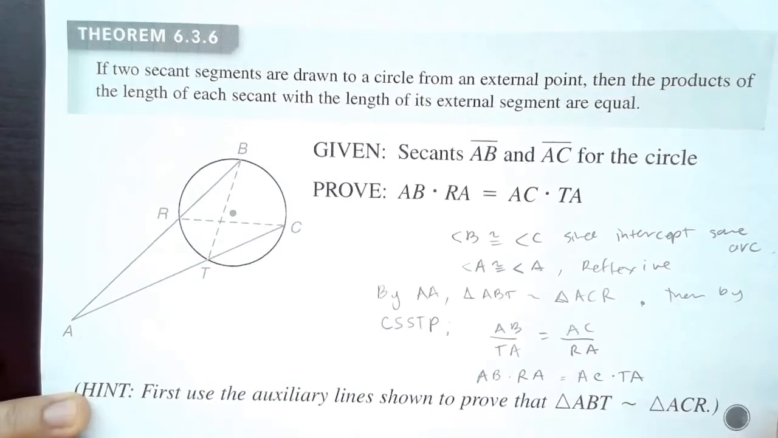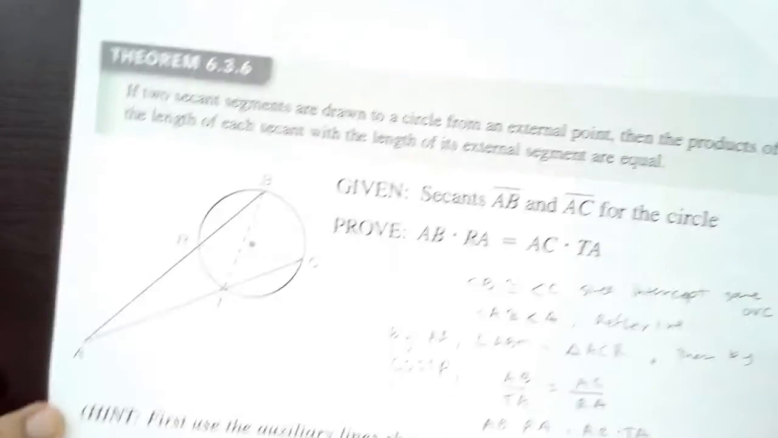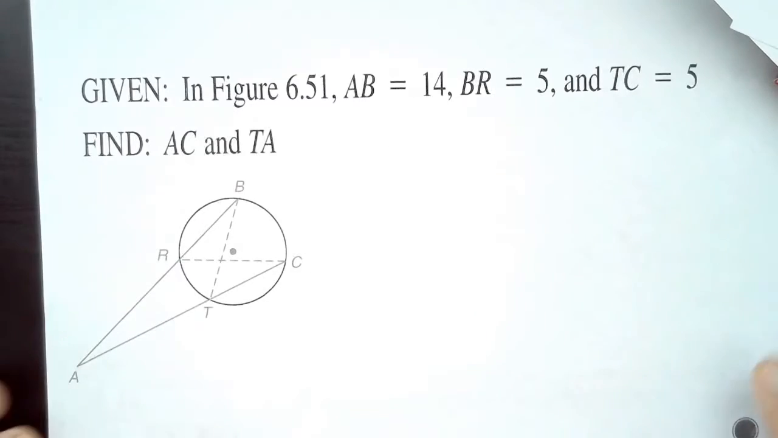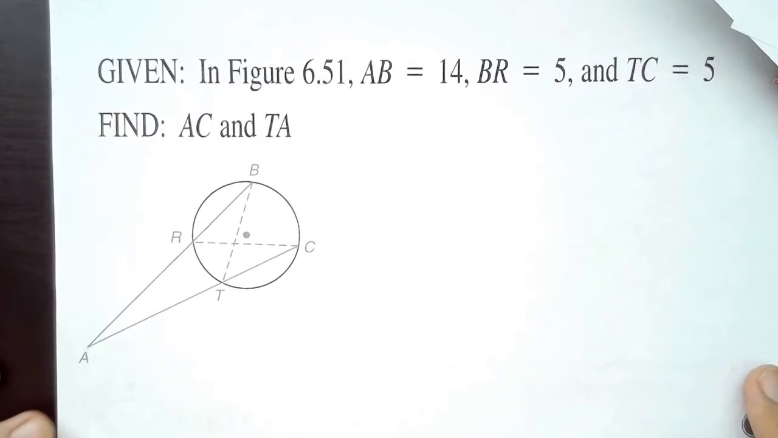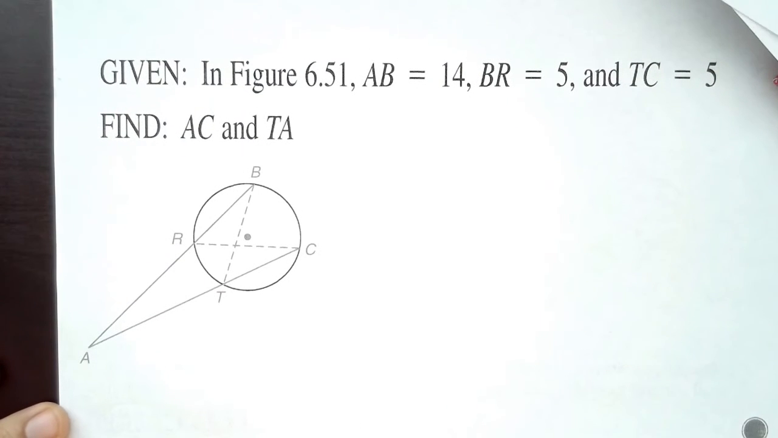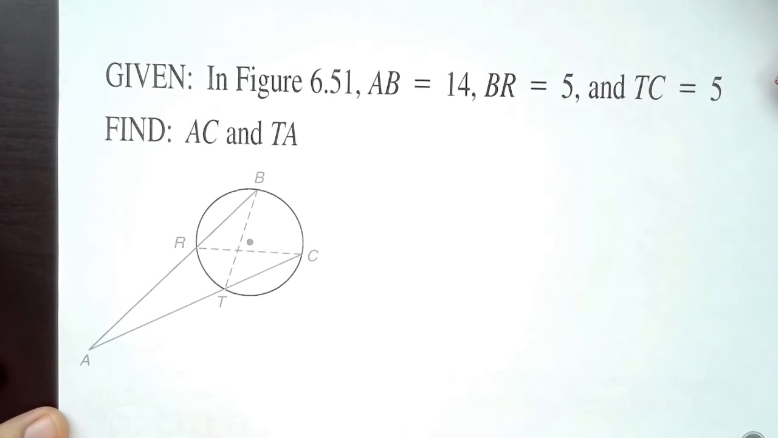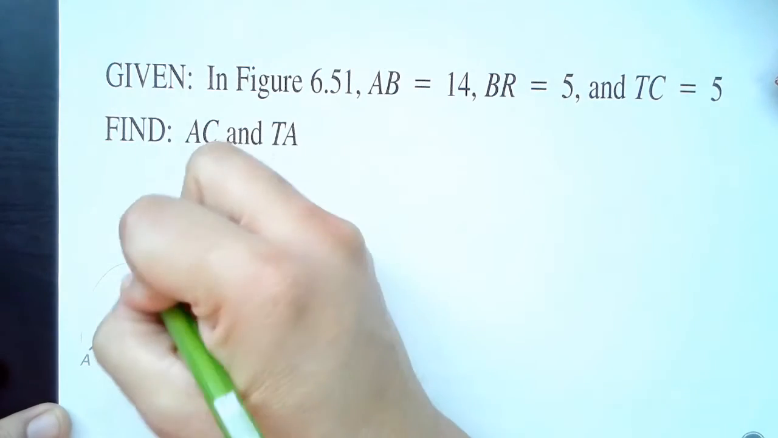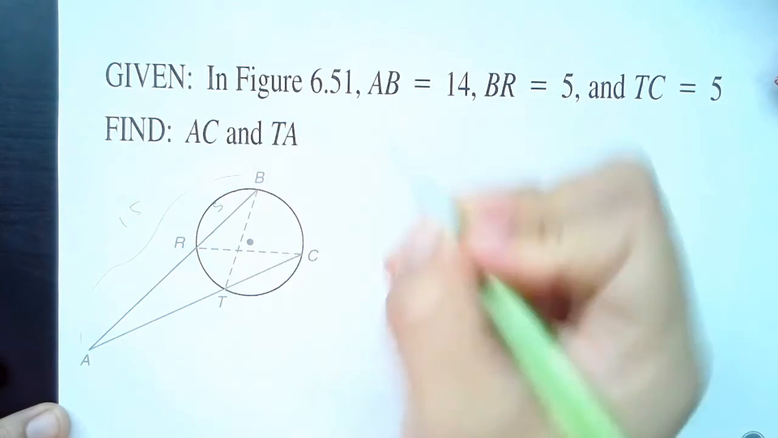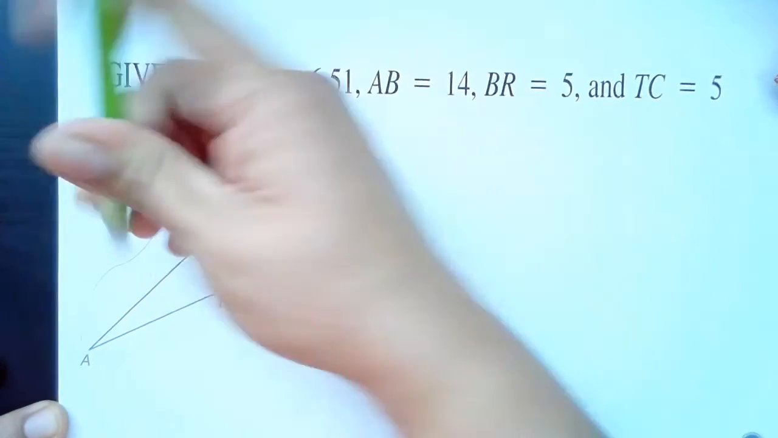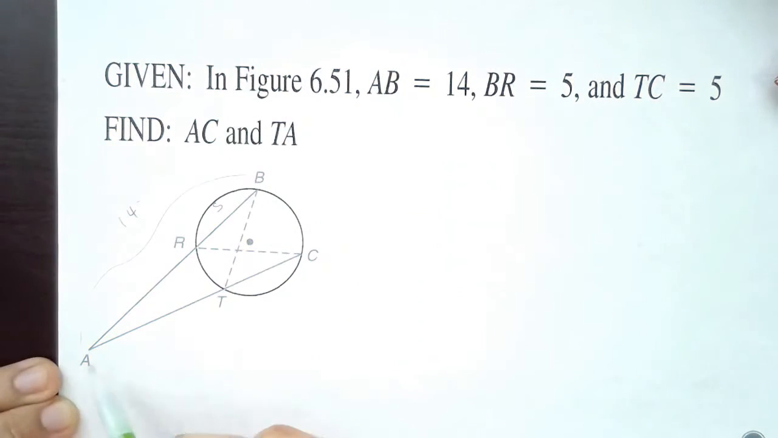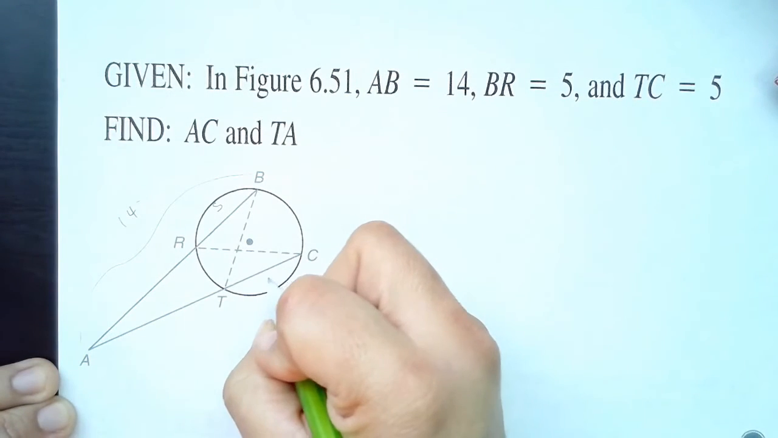All right, so that's that. So let's use it. Okay, fine. So we have here that AB is 14 and BR is 5. So AB 14, BR is 5. I don't know why I wrote 15, sorry. So 14. And then we have that TC is 5. And we want to find AC and TA.